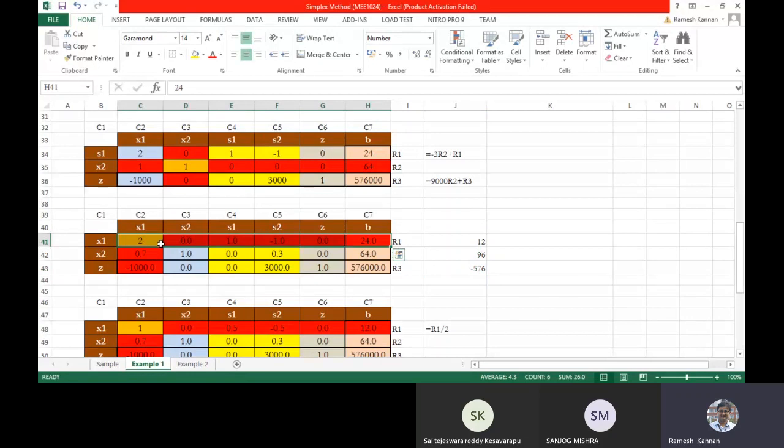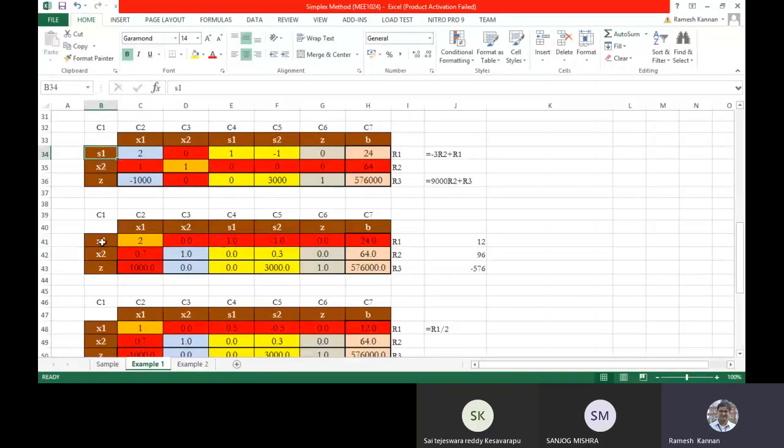So the point of intersection of the key column and key row is called the pivotal element. The key column is x1, so the entering variable is x1, and the leaving variable is the key row, which is s1. So now s1 will take up the name of x1, and the pivotal element is 2.